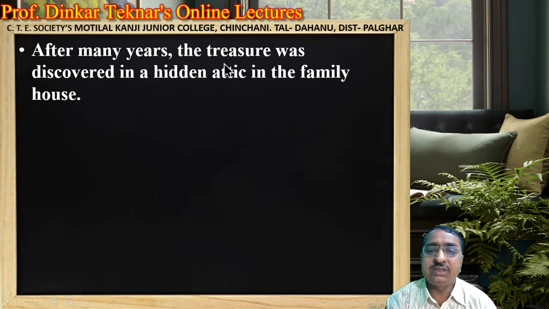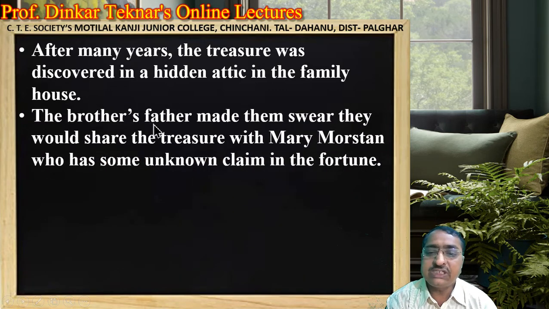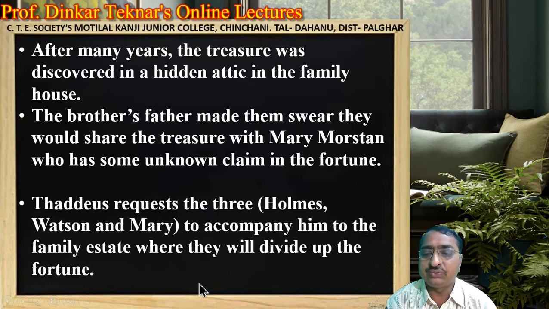After many years, the treasure was discovered in a hidden attic, a small room in the family house. The brothers' father, the elder Sholto, made them swear they would share the treasure with Mary Morstan, who has some unknown claim in the fortune. Thaddeus requests the three, Holmes, Watson and Mary, to accompany him to the family estate where they will divide up the fortune.